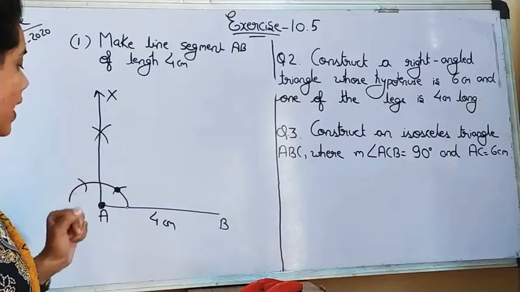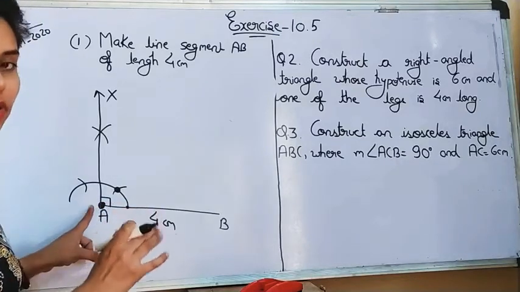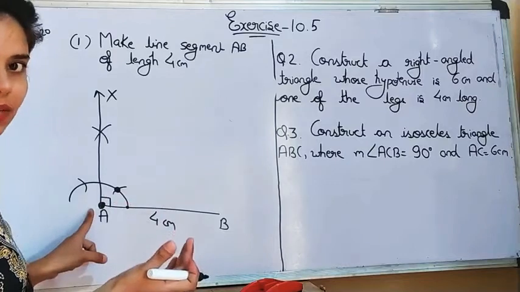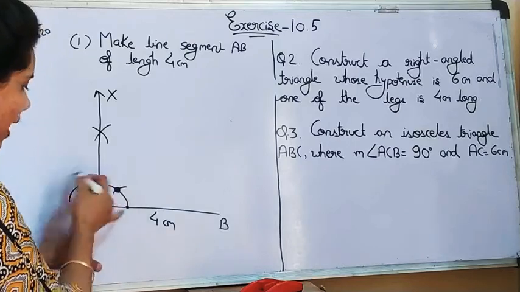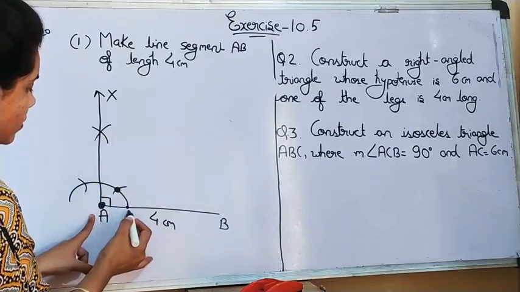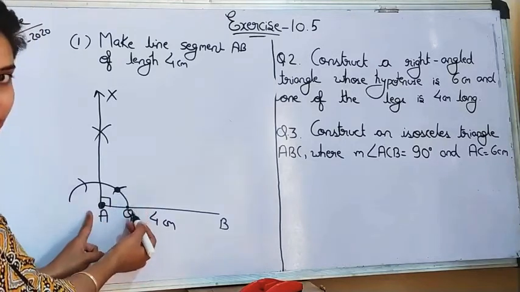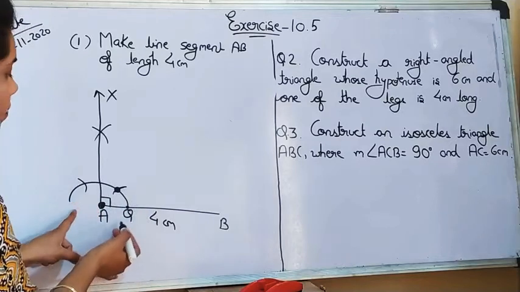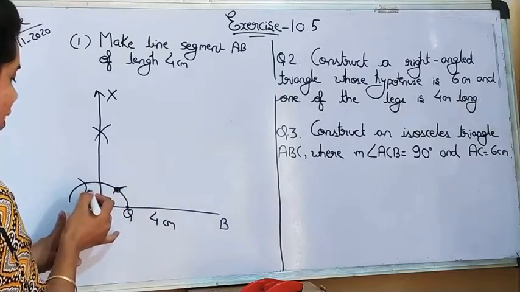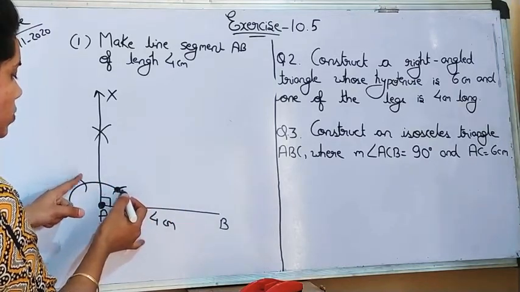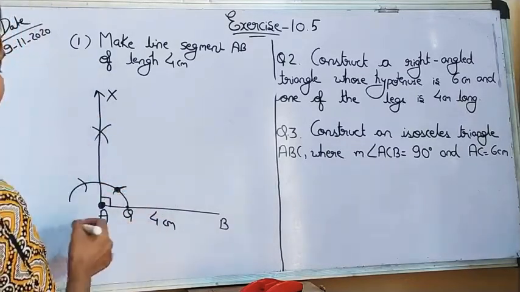So what have I done to make the right angle? First we took any radius, suppose 3 centimeter or 2 centimeter, it is up to you, and drew an arc like this. Suppose this is point Q. Now from point Q draw an arc here of the same radius, suppose 2 centimeter. Again take that same radius and cut an arc here. Now from both these arcs cut two more arcs and join the line. So this angle will be 90 degree.